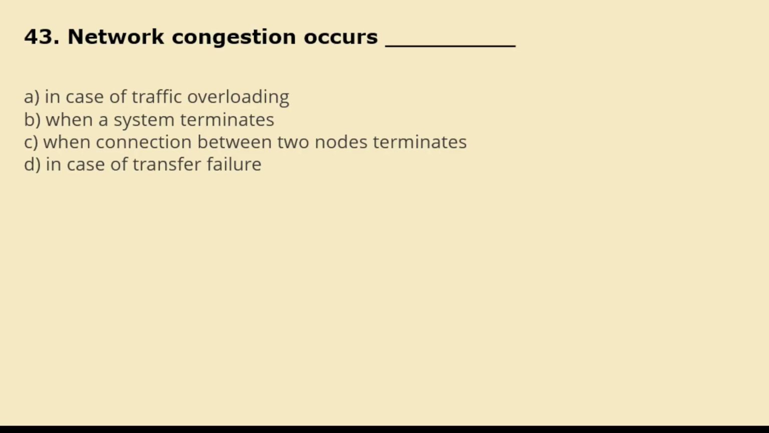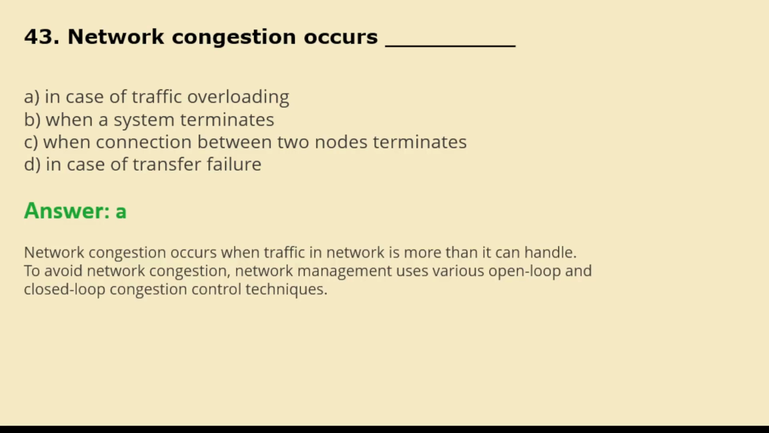Question 43. Network congestion occurs A. In case of traffic overloading, B. When a system terminates, C. When connection between two nodes terminates, D. In case of transfer failure. The correct answer is A. Network congestion occurs when traffic is more than it can handle. To avoid network congestion, network management uses various open loop and closed loop congestion control techniques.